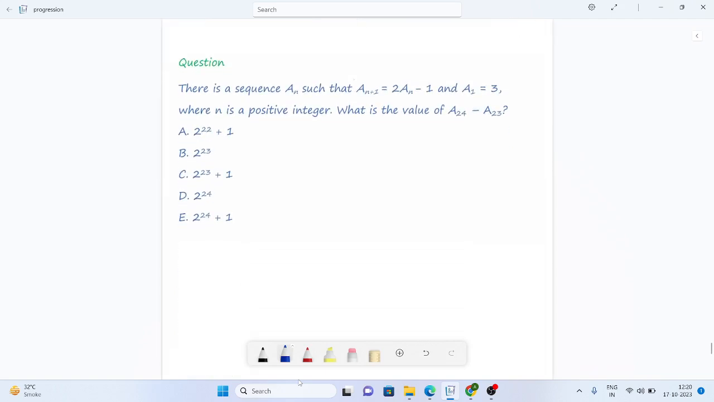There is a sequence an defined such that a(n+1) equals 2an minus 1, and a1 is 3, where n is a positive integer. What is the value of a24 minus a23? So first we have to make the sequence. What is given? a(n+1) equals 2an minus 1.